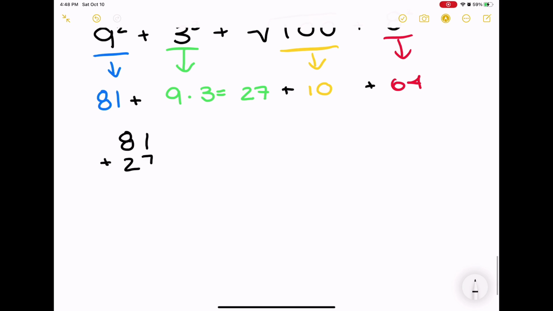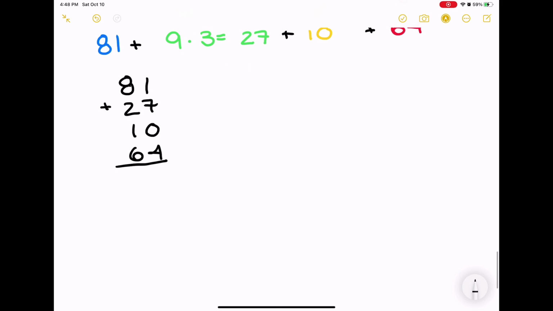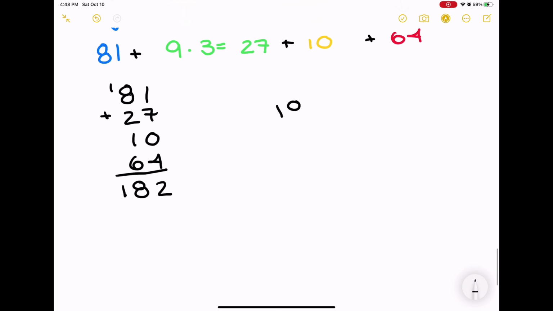Now let's go ahead and add everything. 81 plus 27 plus 10 plus 64 is equal to 182. And that is our answer.